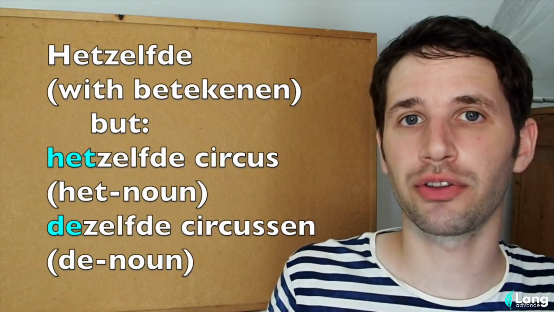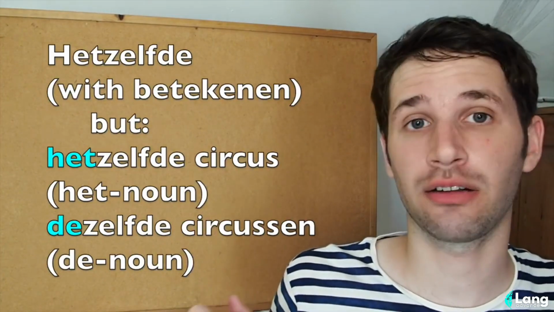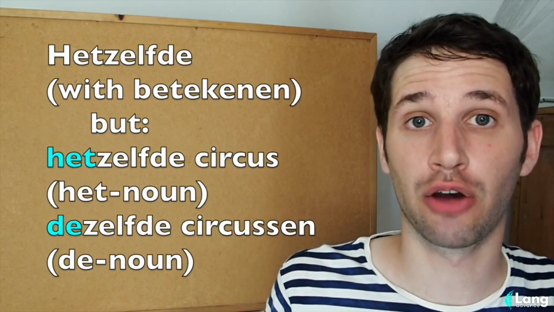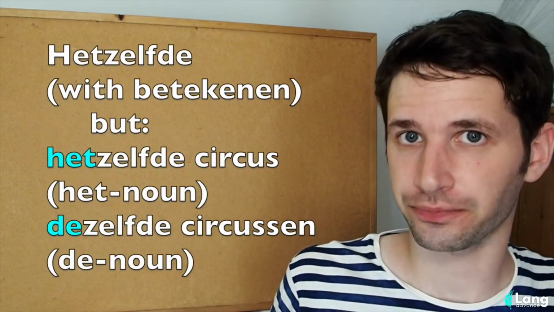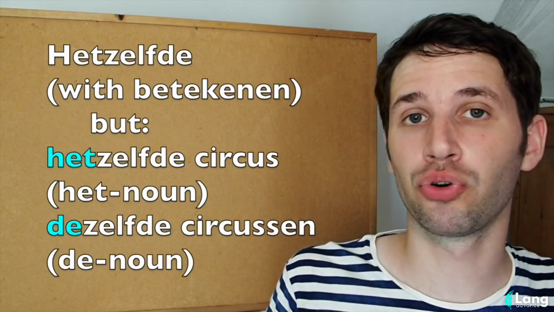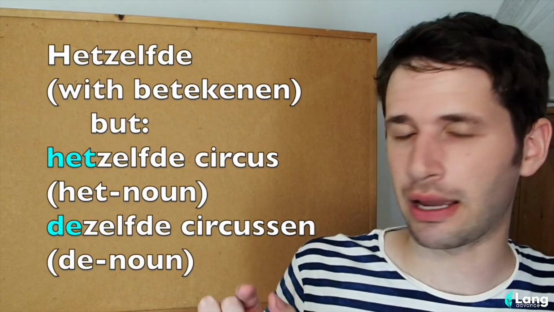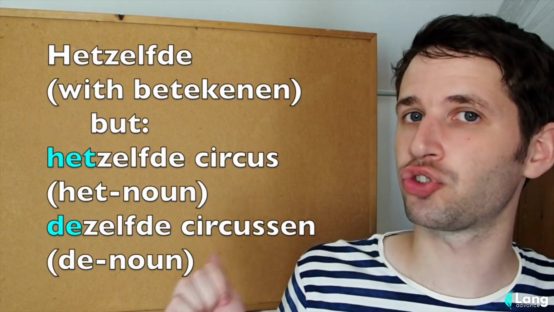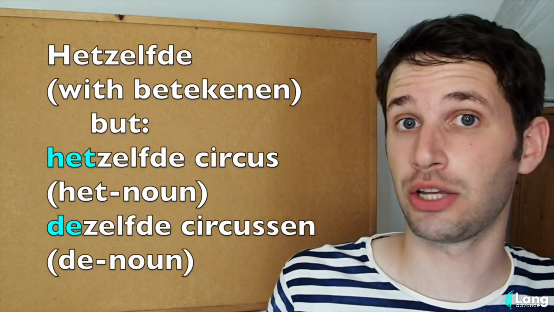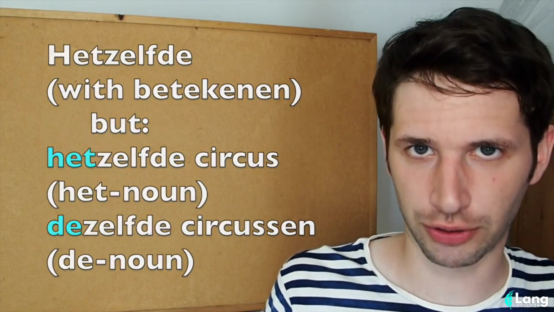However, if it's put in front of a noun, then it takes the article. If it's het, it's hetzelfde. If it's de, it's dezelfde. For example, het circus, you would say hetzelfde circus, but if you say it in the plural, then the het changes to de, and that's a big rule there for nouns. Then you would say dezelfde circussen. So that's the plural, so then there you use dezelfde circussen. That's quite important.